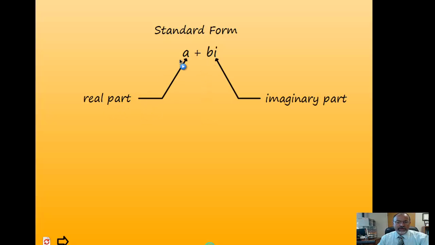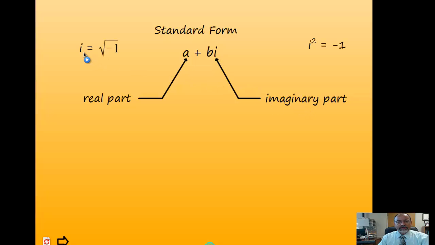The real part is this value over here, which would be a, where a is the variable in the general standard form. So this would be a real number, a number like 3, a number like 7, -12, any of those real numbers. The bi is the imaginary part. Now the bi is made up of two parts. The b will be a real number, and the imaginary part is just the letter i.